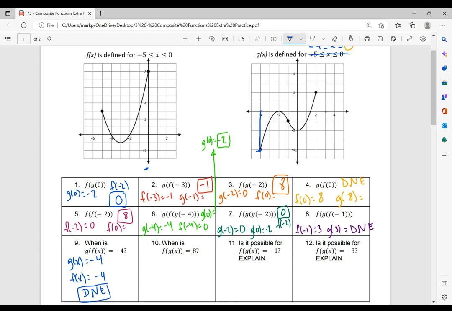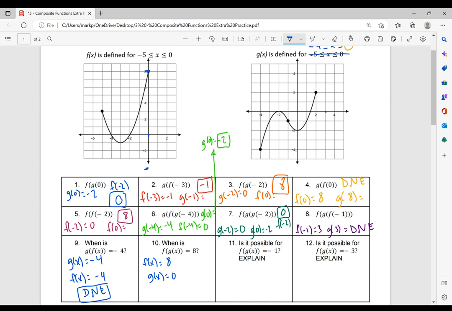All right, now we're going to do f of g of x equals 8. So we're going to start with f of x equals 8. My y value of 8 is right here and actually hits already. So we know the x value is down here at 0. So we're going to say g of x is equal to 0. So over here, I go to the y value of 0, and I'll show you what I do here.